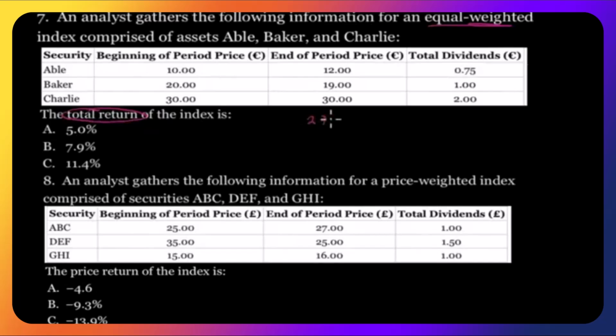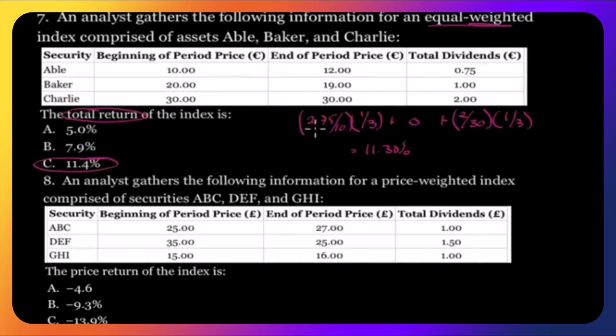So we have 2.75 over 10 times 1/3, plus 20. We have a negative 1, but we got a 1. That's a 0 return. Plus 30, that's a 0 return here, but we got 2. 2 over 30 times 1 over 3 because it's equal weighted. And if you do that out, you'll get 11.38%. If you multiply these out, there's your 11.4.